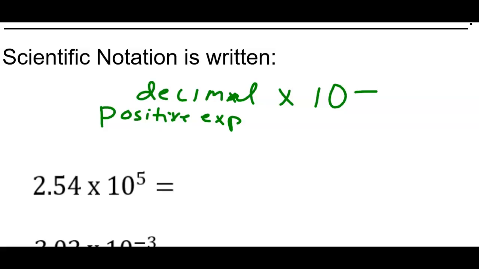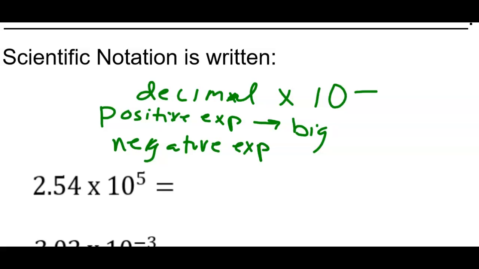Would you rather have lots of money in your bank account or a little bit of money in your bank account? Lots, right? When you have lots of money in your bank account, that's a positive thing, yes? Okay, so positive exponent means big numbers. Negative exponent means little numbers. So little numbers, the zeros are in the front. Big numbers, the zeros are in the back.